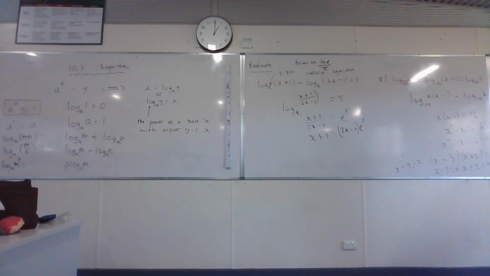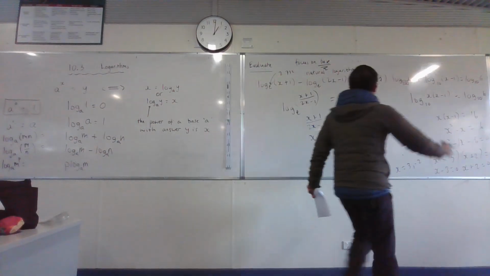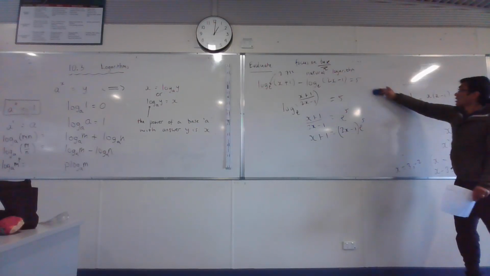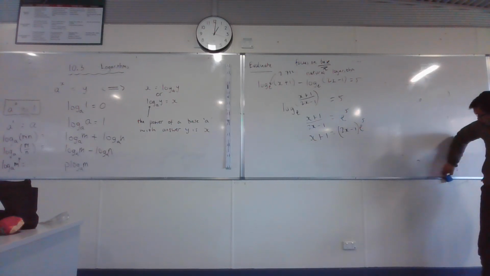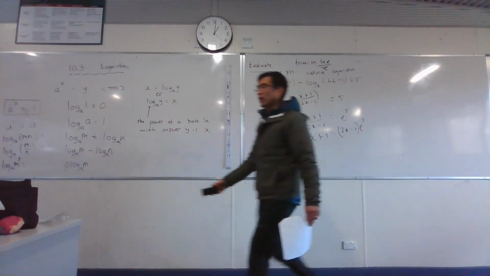Okay. Is that mathematically okay? Yes. But I've still got two x's. Oh, I've still got two x's. So what do I do? I want to combine the x's. But how do I do that?